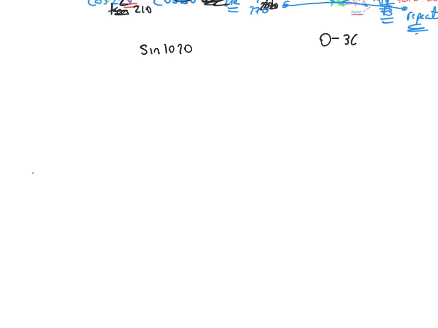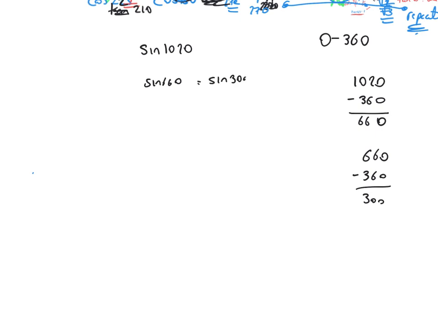Okay, next one, sine 1020. I want to get in between 0 and 360, so what I need to do this time is take multiples of 360 off. So 1020 take away 360 will bring me to 660. So I've got sine 660, now I'm still not within range, so what do I need to do? I need to take off another 360, and that will bring me to within range, which is now sine 300. And I'm in business with sine 300 because I'm between 0 and 360.